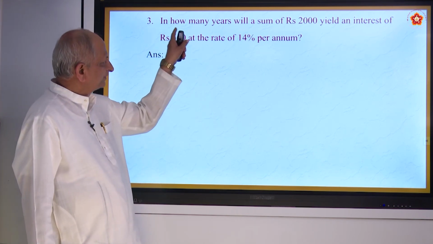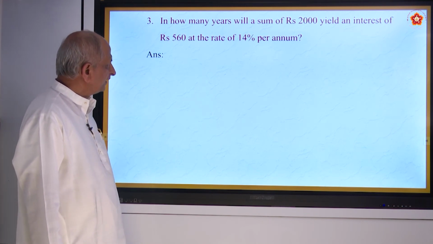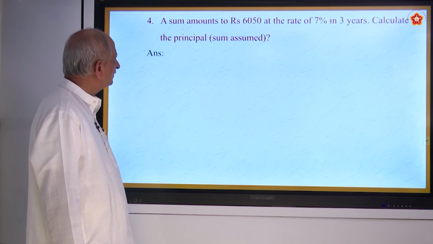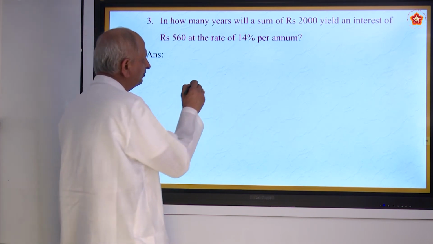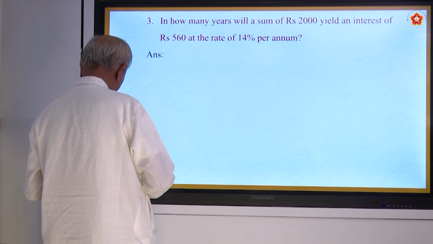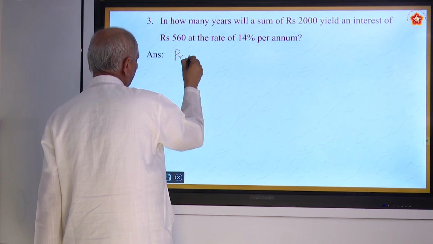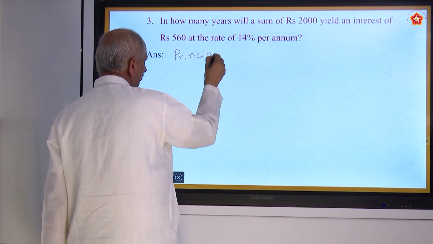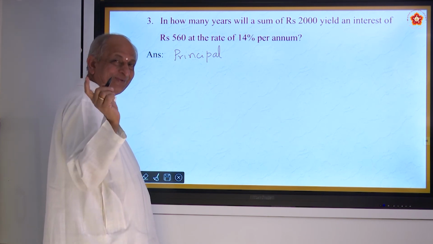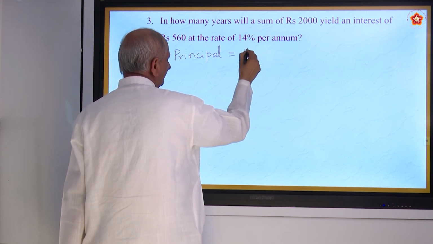In how many years will a sum of rupees 2,000 yield an interest of 560 at the rate of 14% per annum? How many years are they asking? So first you must write the principal. Principal, how much? So principal, not the college principal, don't confuse. College principal is different from this principal. So here it is rupees 2,000.